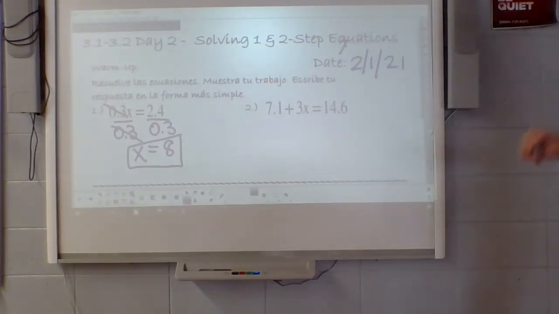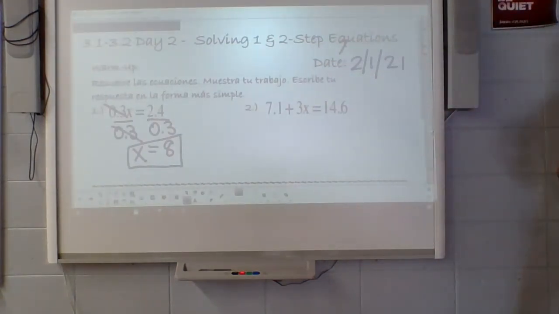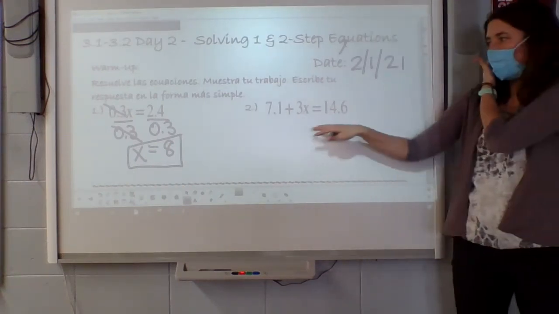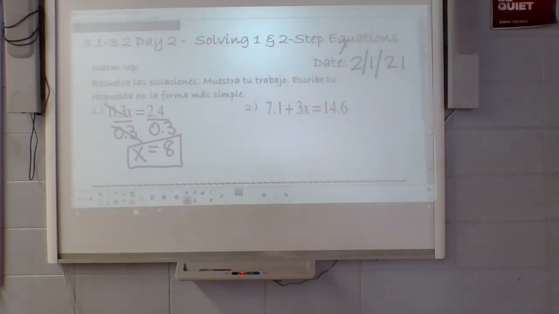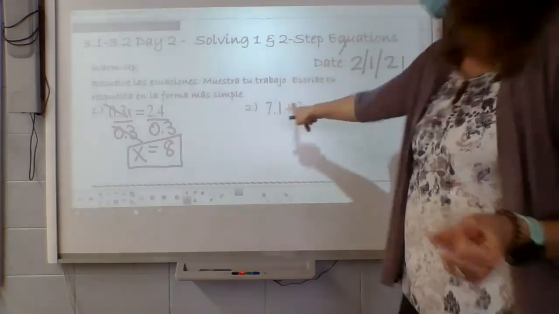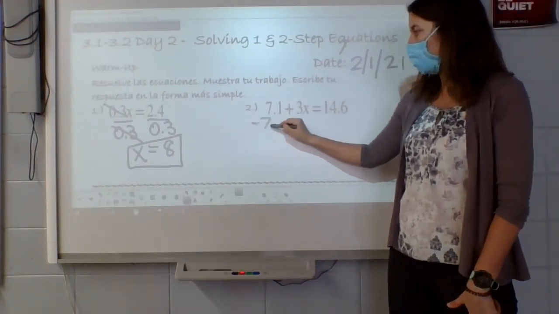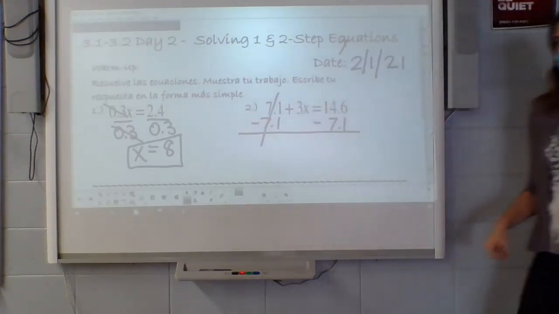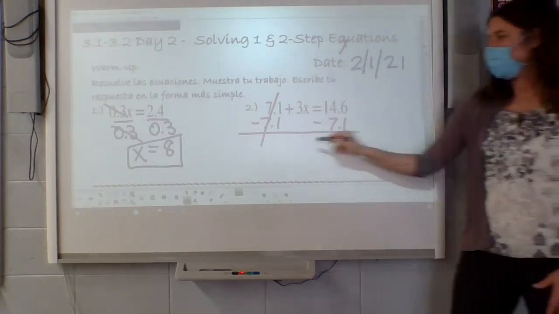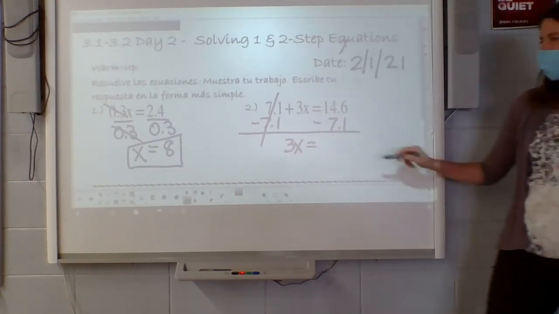All right, so in number 2. So remember, we did reverse order of operations on these. So we want to add or subtract first, and then multiply or divide. So in this case, what's being added or subtracted to the x? Yeah, we want to get rid of that 7.1 first, because that has the addition to the x term. So in order to get rid of it, we're going to subtract 7.1 over. 7.1 minus 7.1 is nothing. So we just have a 3x equals 7.5 then.